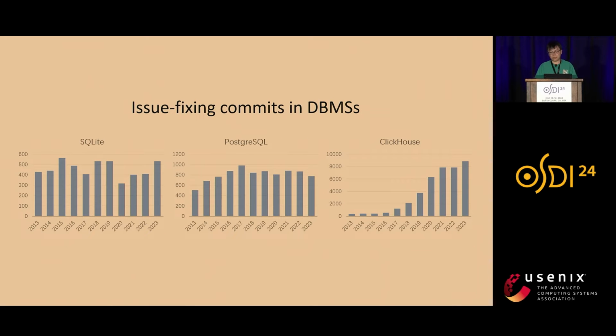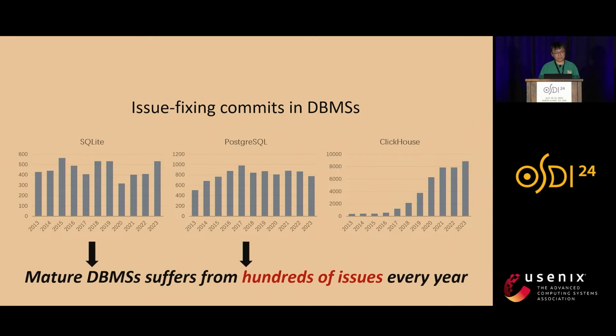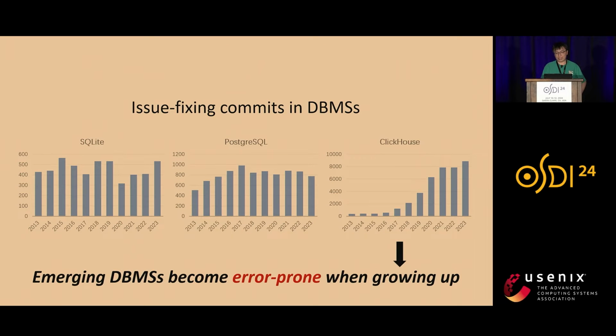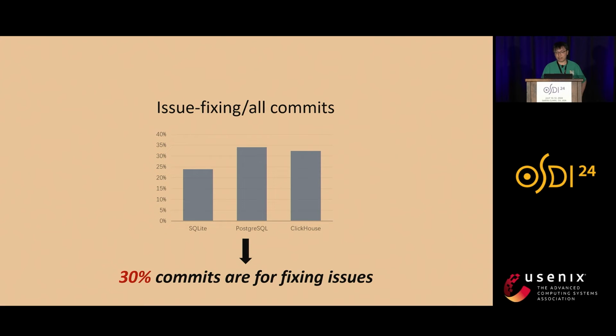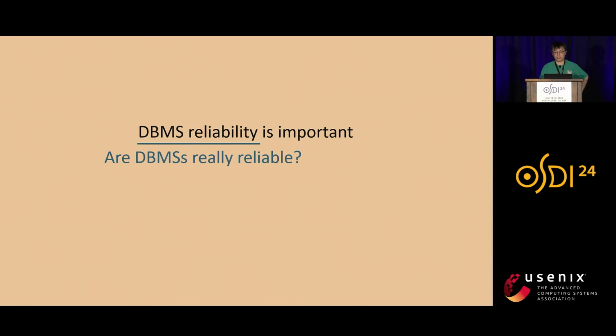We investigated the bug issue fixing commits in SQLite, PostgreSQL, and ClickHouse, and found out that mature database systems like PostgreSQL and SQLite suffer from hundreds of issues every year. And emerging database systems like ClickHouse become more and more error-prone as they grow up. We further investigated the commits in 2023 and found out that issue fixing commits occupy about 30% of all commits. So go back to this question. Are database systems really reliable? Our answer is not yet.